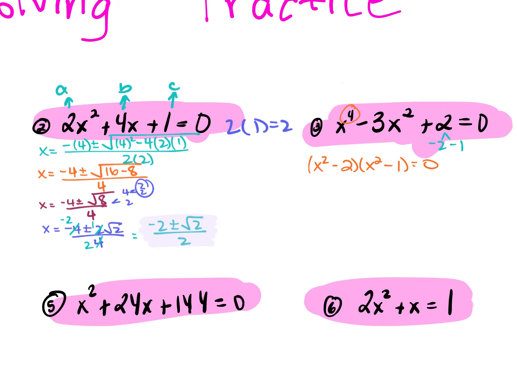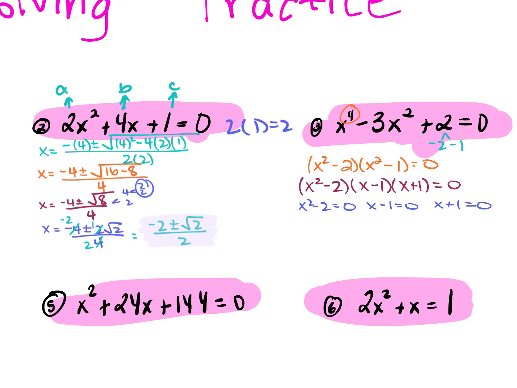X squared minus 1 times x squared plus 1. Right, that x squared minus 1 is a difference of squares. So this factors further to be x squared minus 2 times x minus 1 times x plus 1 is equal to 0. Now that this is completely factored, set each part equal to 0 and solve for each of them. So you're going to have x squared minus 2 is equal to 0, x minus 1 is equal to 0, and x plus 1 is equal to 0.